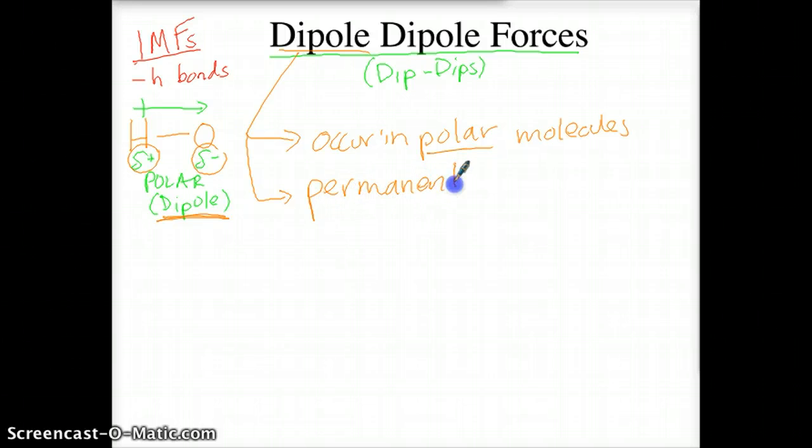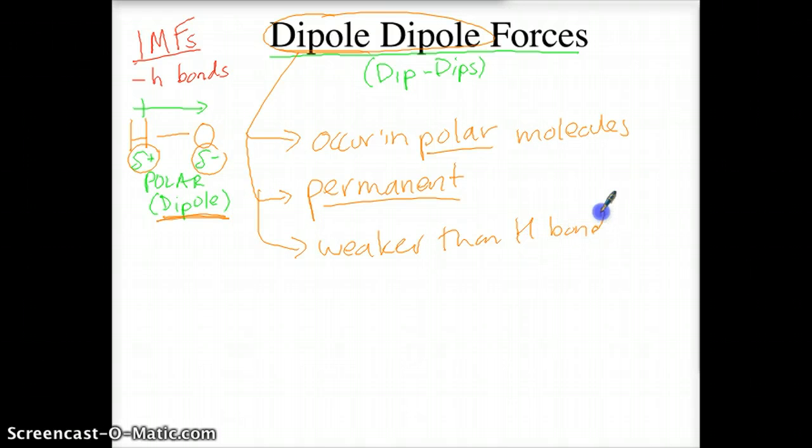Another thing we need to know is that dipole-dipole forces are permanent. Okay? They always exist. If a molecule is polar, if it has a dipole, it will always have dipole-dipole intermolecular forces. A third thing that we need to know is that these are weaker than hydrogen bonds.